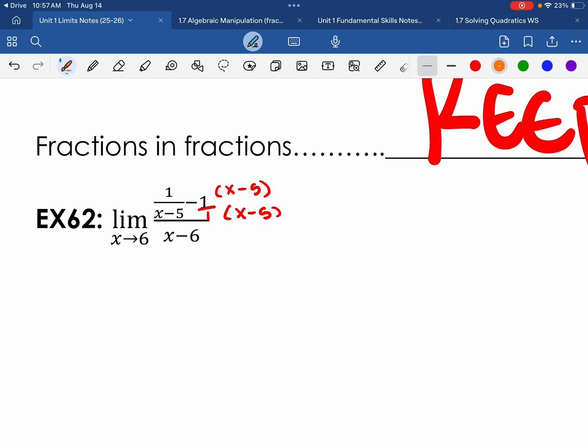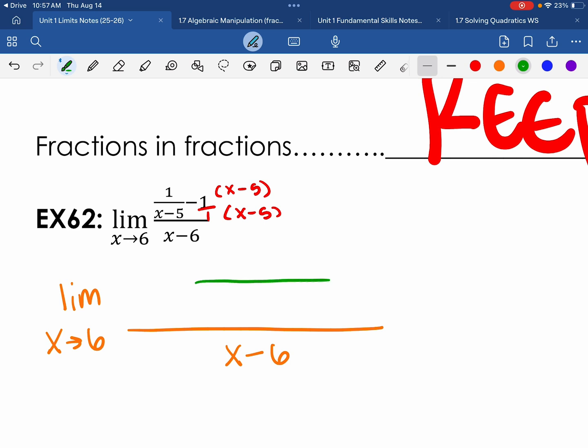All right, so I'm going to rewrite my problem now. Once you figure out what your common denominators are, rewrite it. The x minus 6 is going to stay x minus 6. So we're not going to mess with the x minus 6 at all. The top fraction we're going to write as one giant fraction. So we don't actually want to keep it as two separate fractions anymore. We want to make it one big fraction.